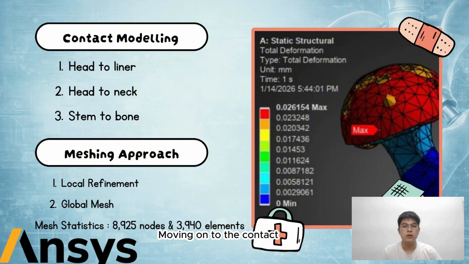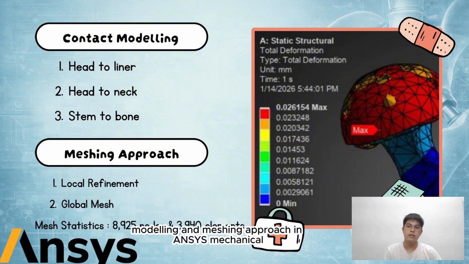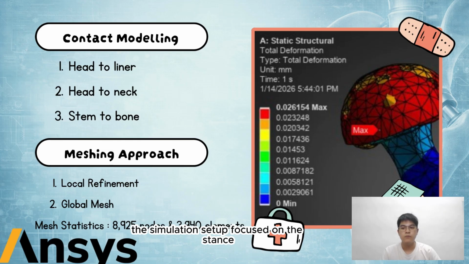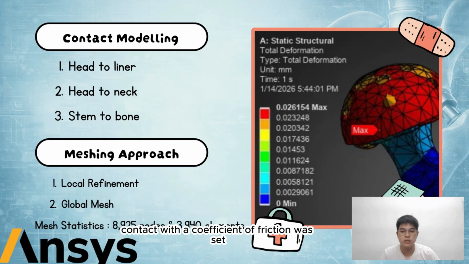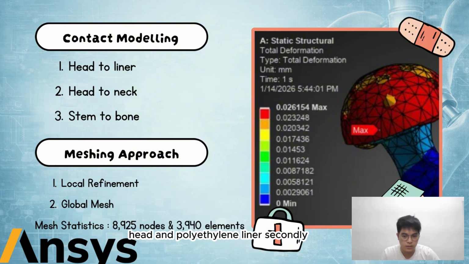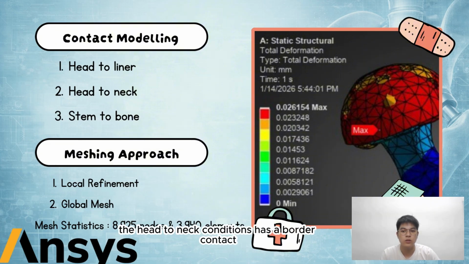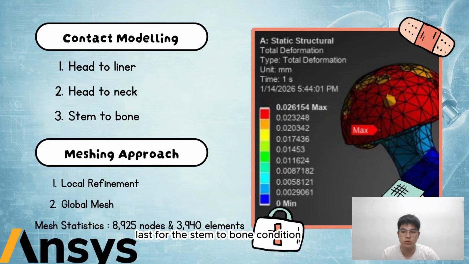Moving on to the contact modeling and meshing approach in ANSYS Mechanical, the simulation setup focuses on the stance phase of the gait cycle, where the hip joint experiences the highest mechanical loads. First, for the head-to-liner condition, a frictional contact with a coefficient of friction was set to represent the lubricated movement between the femoral head and polyethylene liner. Secondly, the head-to-neck condition has a bonded contact to represent the firmly locked, more stable connection. Last, for the stem-to-bone condition, bonded contact is also assigned.